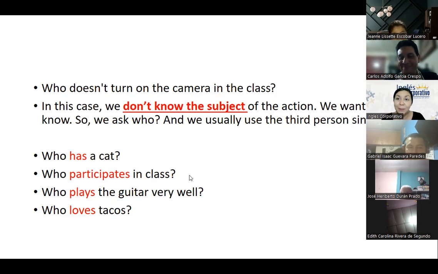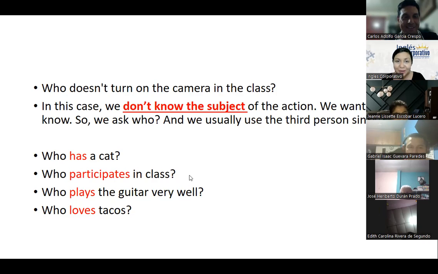The next question is, who participates in class? Who participates in every class? Edith participates in every class. That's good. Yes, Carlos, you're right. Only Edith and Carlos, and the others? Sometimes me too. Elsa, Ginny, Briseida, Gabriel, Jose, Arely, everybody participates in the class. You should participate in the class.